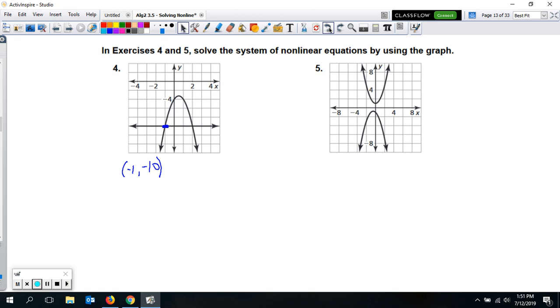The other intersecting point over here on this side, that's going 2 on the x and also down 10. So (2, -10). Number 5, these two parabolas are not touching at all. Okay, so if there's no touching, then there's no solution. So that's easy. All right, let's go on to now doing these. We did graphing. We're now going to go on to the substitution method and the elimination method as well to solve these systems of equations.